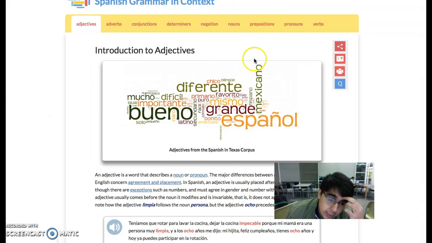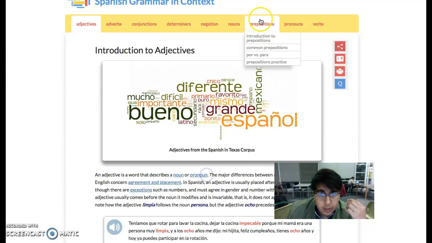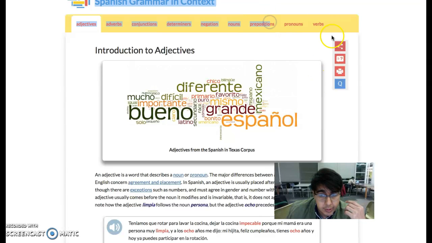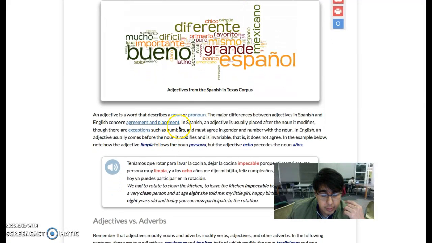As we have gone over in class, an adjective is a word that describes a noun or pronoun. The major differences between adjectives in Spanish and in English concern agreement and placement. In Spanish, an adjective is usually placed after the noun it modifies, though there are exceptions such as numbers, and must agree in gender and number with the noun. In English, an adjective usually comes before the noun it modifies and is invariable. That is, it does not agree. In the example below, note how the adjective limpia follows the noun persona, but the adjective ocho precedes the noun años.